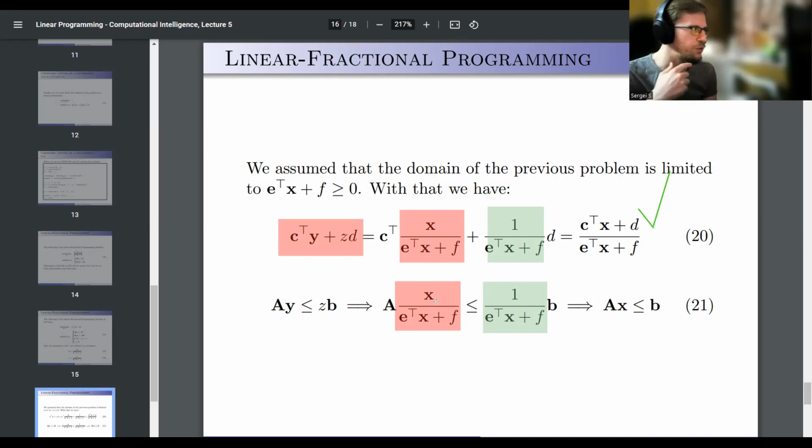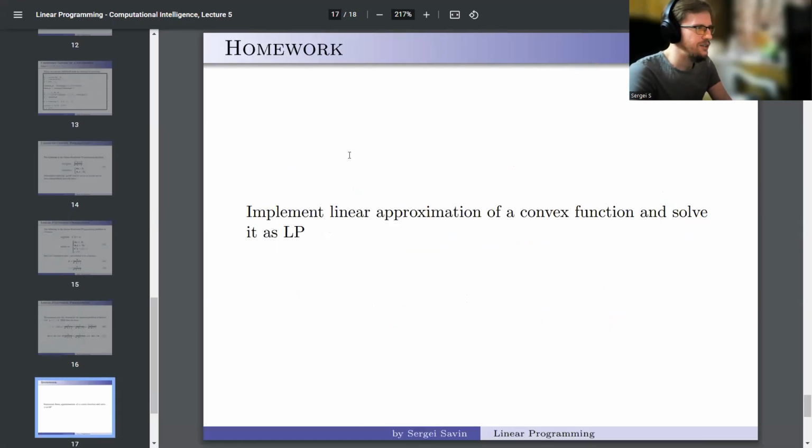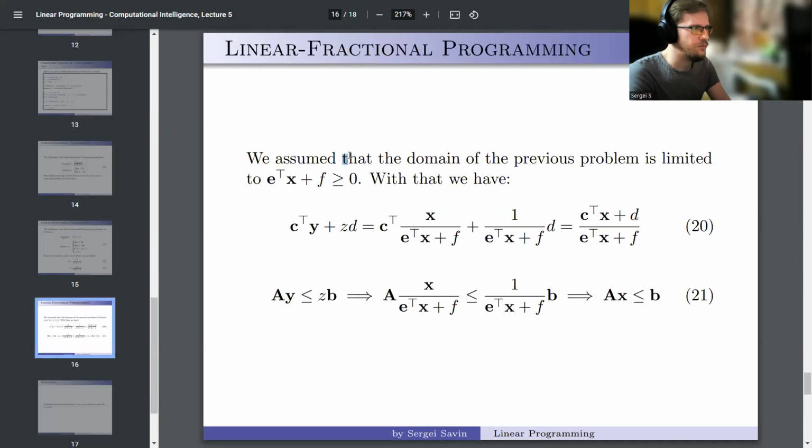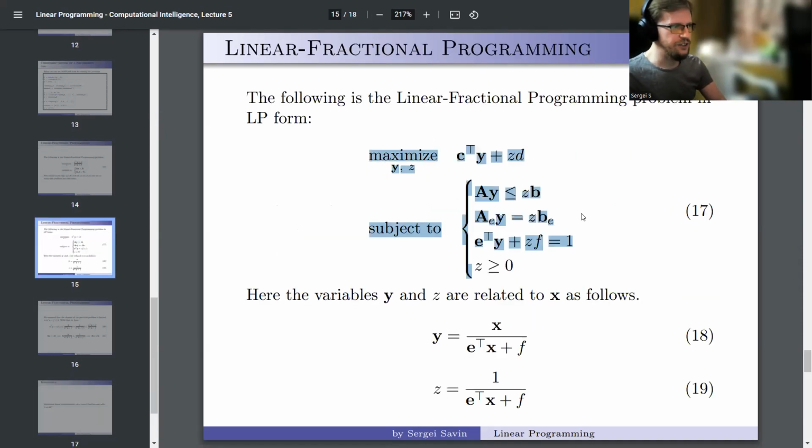So we can just multiply both sides by a positive number and get rid of this scalar. Remember, ex plus f is a scalar, and a positive scalar. So we can just get rid of it, and we get our original expression back. And this is exactly the same as what is going to be done in the equalities. So this is how we went from ratios to LP. Right? So this guy actually solves this problem.